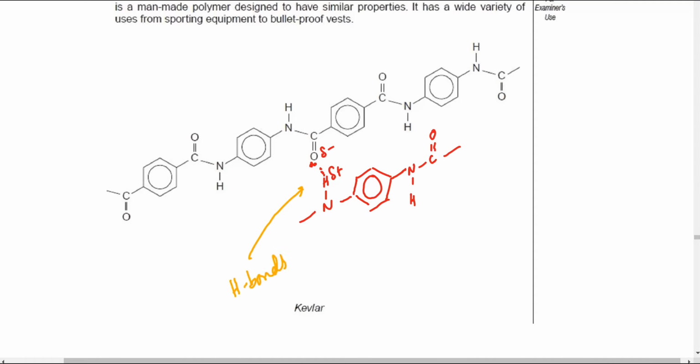ठीक है, amides के बीच में hydrogen bonds. O has lone pairs, H is partial positive, and they're going to attract each other. And these are your hydrogen bonds, ठीक है? So you just have to show this, जो कि हम पहले प्रोटीन्स में भी कर चुके हैं.